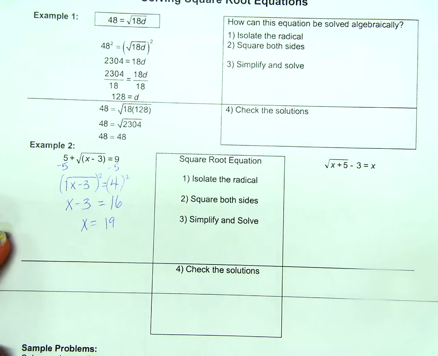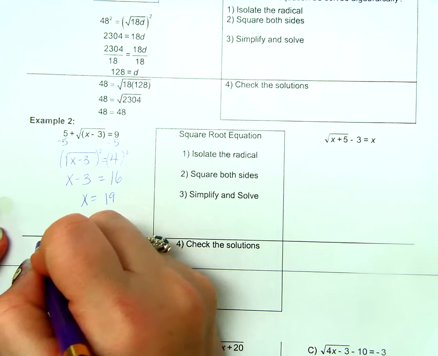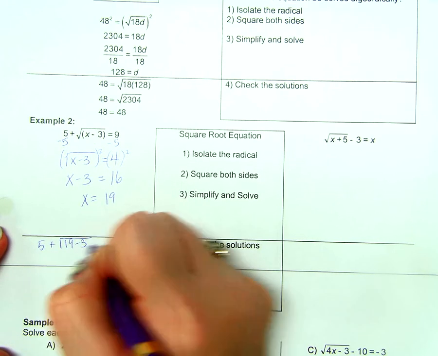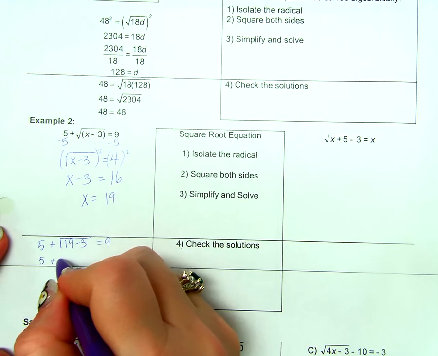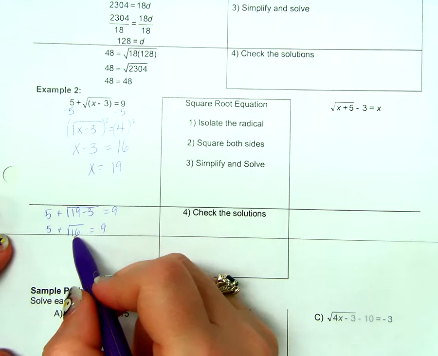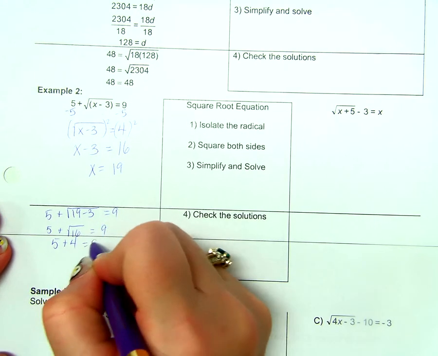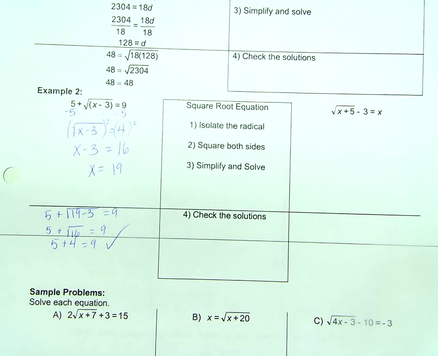Is it right? Plug it in. Check and solve, right? So 5 plus the square root of 19 minus 3 equals 9. Well, 19 minus 3 is 16. So I have 5 plus the square root of 16 equals 9. We know that the square root of 16 is 4. So 5 plus 4 equals 9. Math. Okay? Any questions?